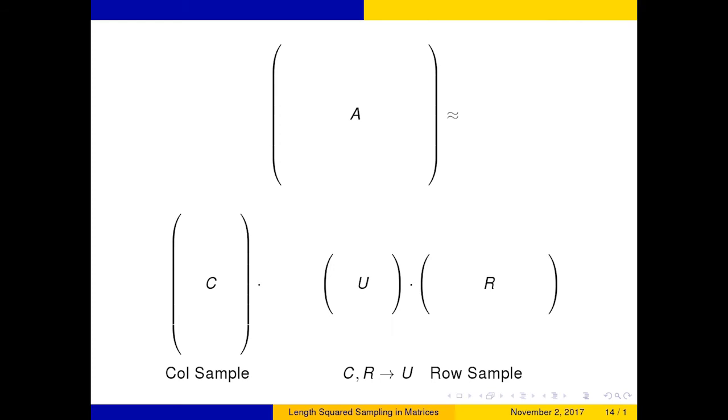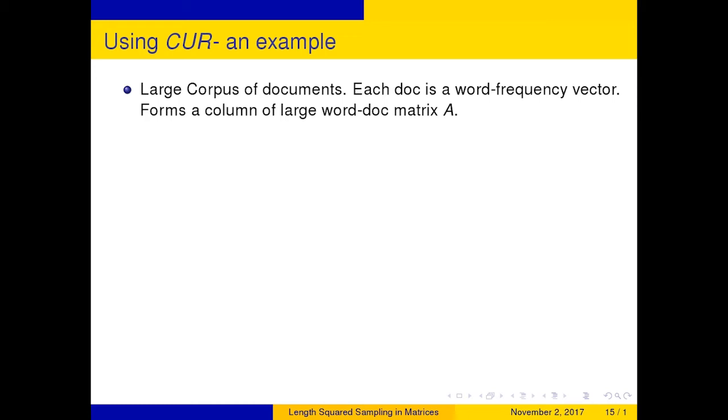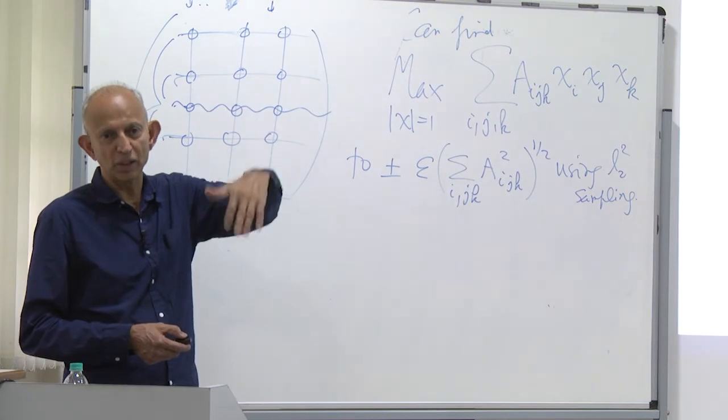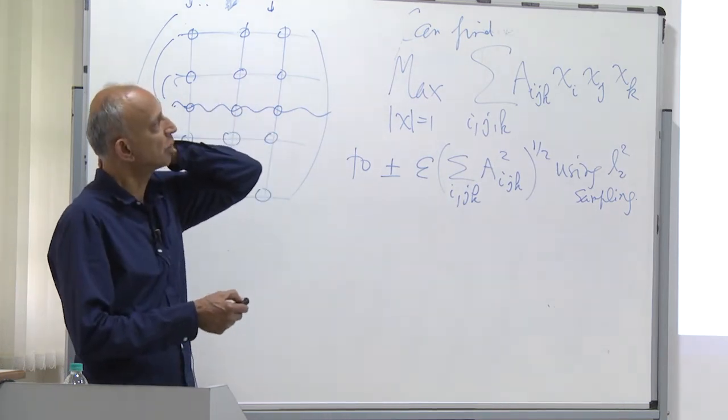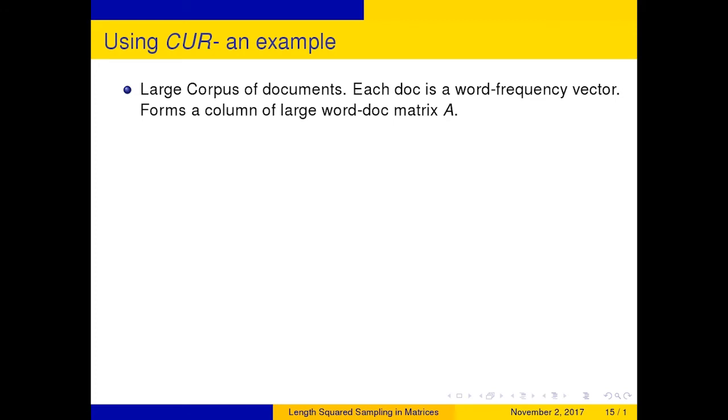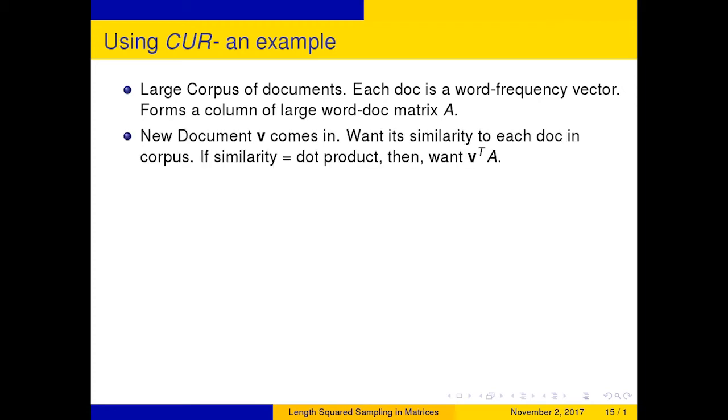So I'll give you one motivation. This is used in a bunch of contexts, but I'll give you one. Suppose you have a large corpus of documents. Each document, as we did in the first lecture, is a word frequency vector, right? You just list how many times each word occurs in the document. So that's your vector. It forms a column of a large matrix A consisting of many documents. Each column is a document. A new document, which is also a vector, comes in. We want its similarity to each document in the corpus. Or maybe we want a similarity only to the ones with which it's fairly similar. A very standard notion in information retrieval of similarity is dot product. You could use other notions, but dot product is a very standard notion. So we want the dot product of V with every column of A. That's the same as computing V transpose A. Okay.